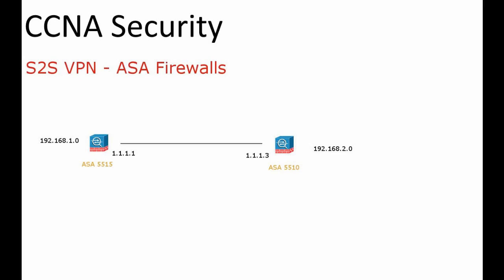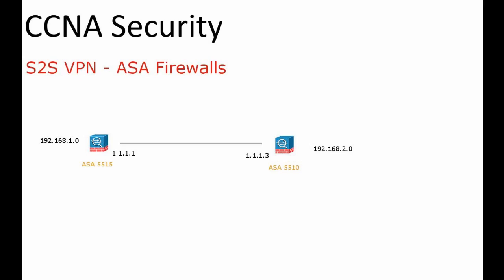We are going to use ASDM and CLI as well. I'll show you a small trick that you can use when you create IKE phase 1 policies. You can copy and paste that on the second firewall.